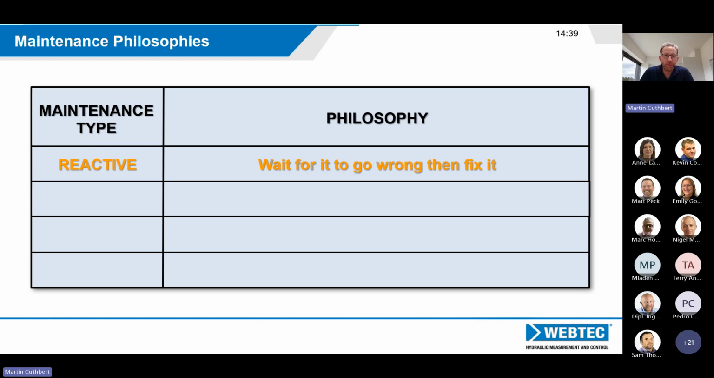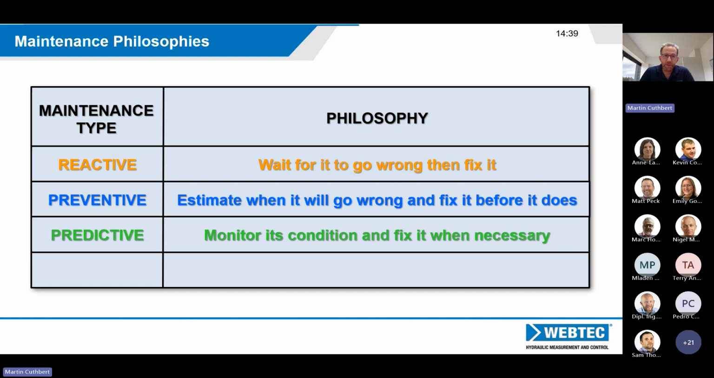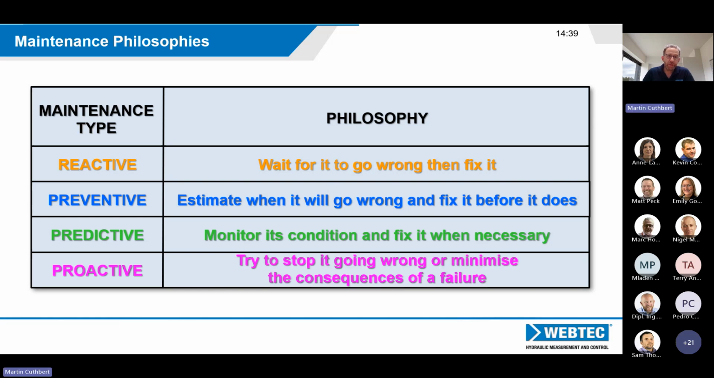Perhaps too often used in many industries, it is wait for it to go wrong and then fix it. The second approach, preventive: estimate when it will go wrong and then fix it before it does. Predictive: monitor its condition and fix it when necessary. And proactive: try to stop it going wrong or minimize the consequences of failure.